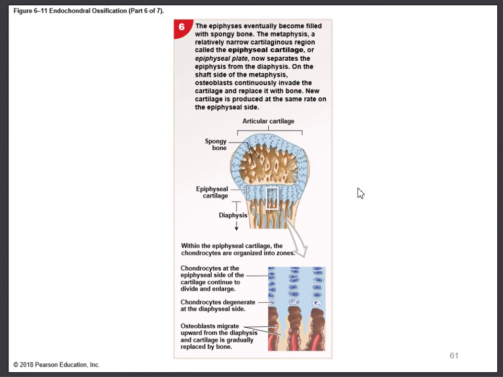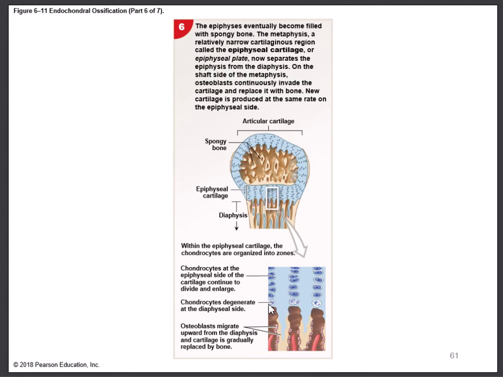So what they did here, this is actually a good picture. They take the epiphyseal cartilage and a piece of the diaphysis over here, and they blow it up so that we can see, as chondrocytes continue to divide and form, this epiphyseal cartilage is going to get wider, making the bone grow in length.